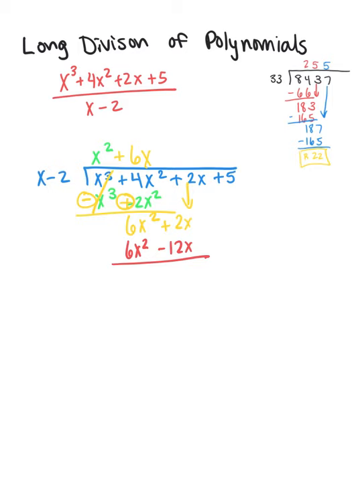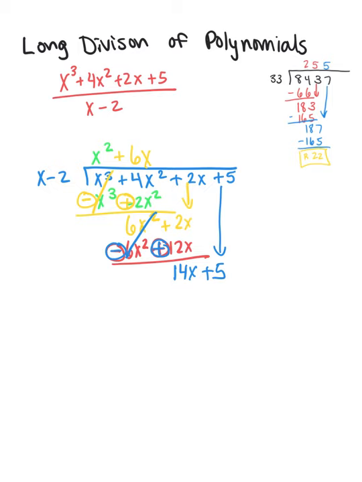Just like before, I'm going to subtract. When I subtract, I change all of my signs. Remember, I circle them to show that I changed them. 6x squared minus 6x squared, they cancel out, and again, they're supposed to. 2x squared plus 12x squared gives me 14x. Just like before, we're going to bring down the plus 5.